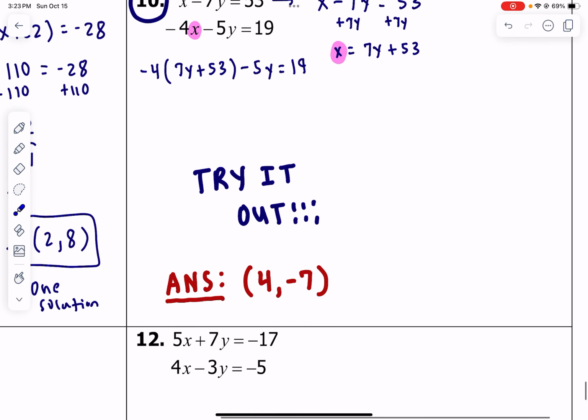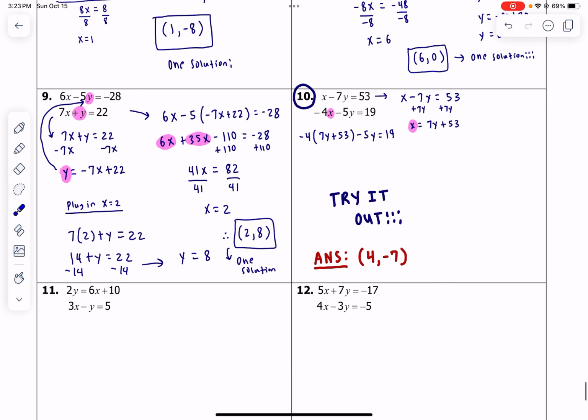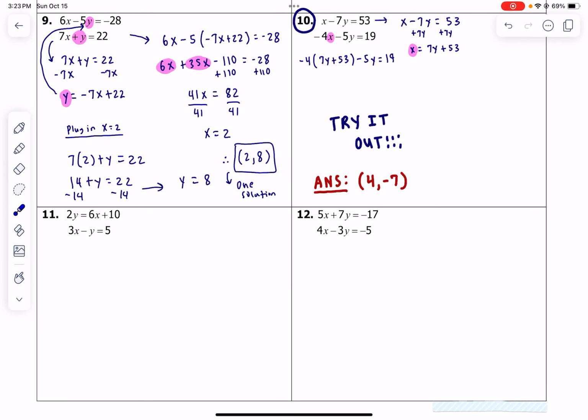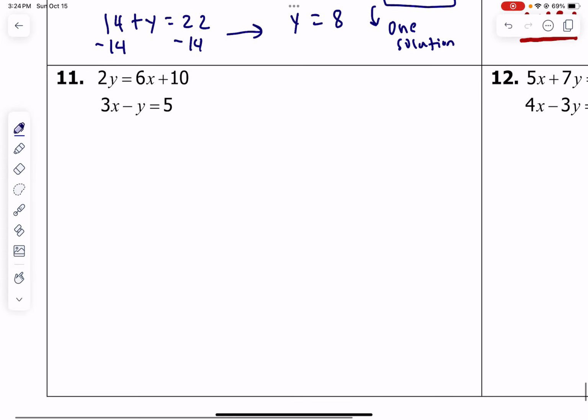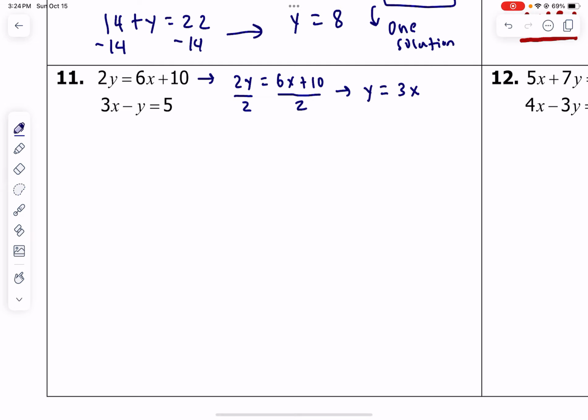Once again, the answer is already here. Try your best to confirm that. And let's go over the last two examples for today. So example number 11. If we look at these two equations, this top one would actually be easier to work with. So what we could do is divide everything by 2. And you'll get that y is equal to 3x plus 5.